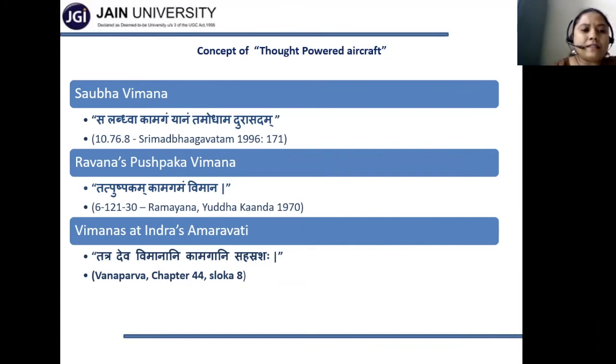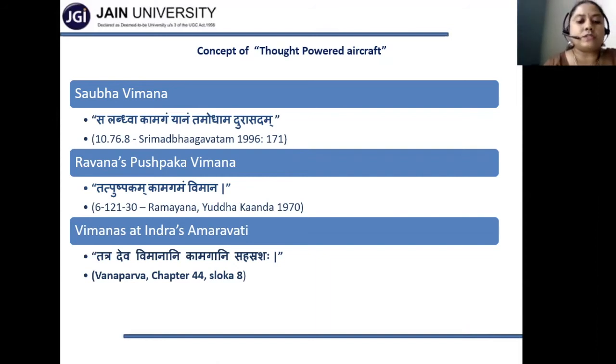In Srimad Bhagavatam, in section 10.76.8, we have Salabdva Kamagam Yanam Tamodhama Durasadam. Similarly, in Ravana's Pushpaka Vimana, we have Tat Pushpakam Kamagam Vimana. And then in Mahabharata, when we describe Indra's Amaravati, we have Tatra Deva Vimanani Kamagani Sahasrashaha. So in all these places, we have the concept of Kamagam Yanam or Kamagam Vimanam. This concept can be compared with thought-powered aircraft.